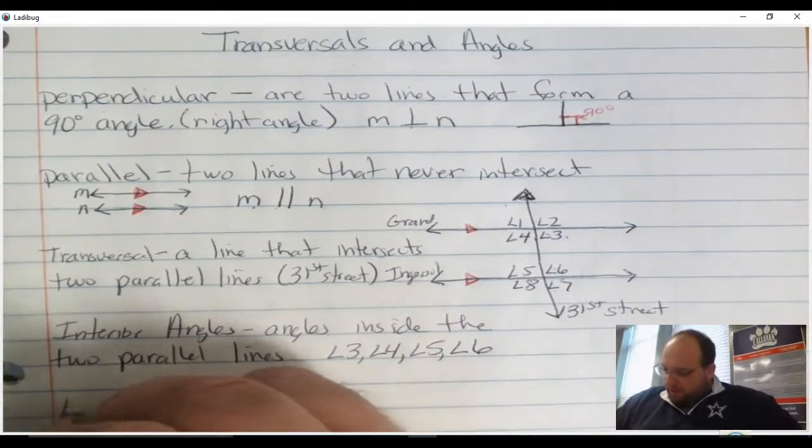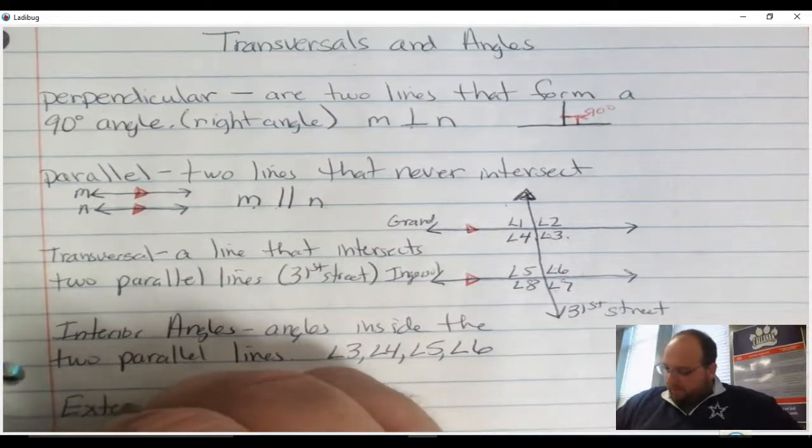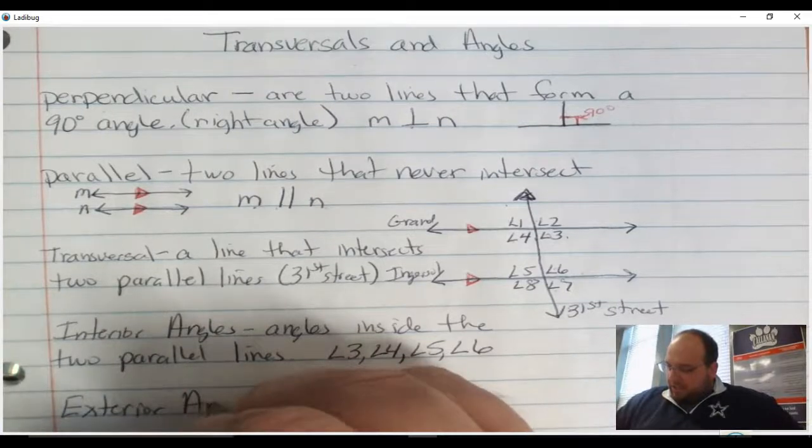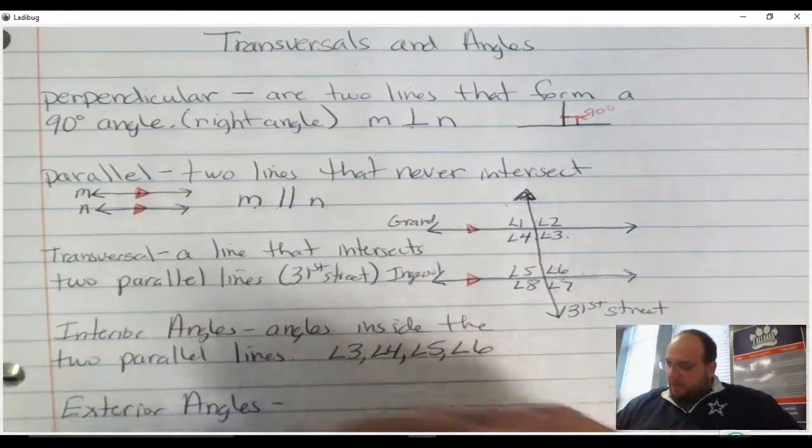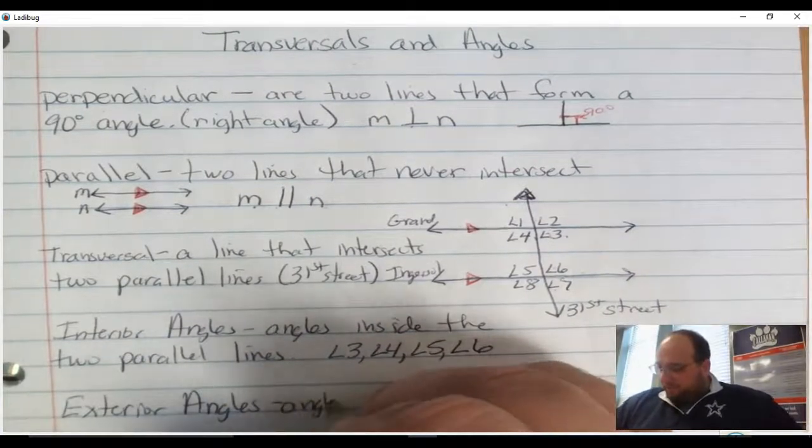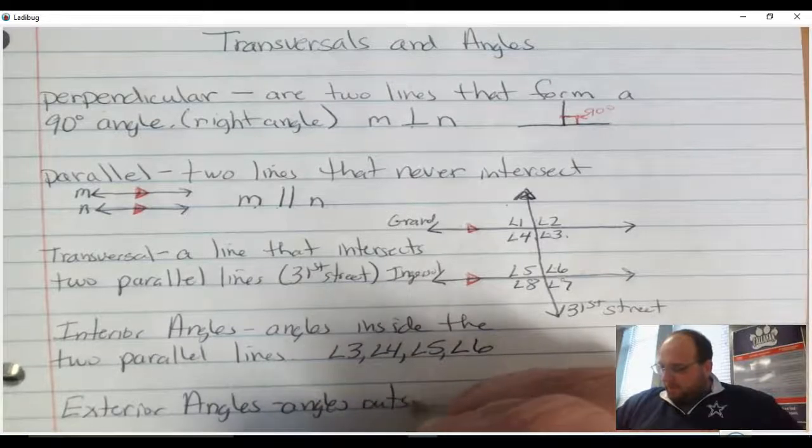Along with interior, we have what we call exterior. Exterior just means to be on the outside. So these are angles outside the parallel lines.